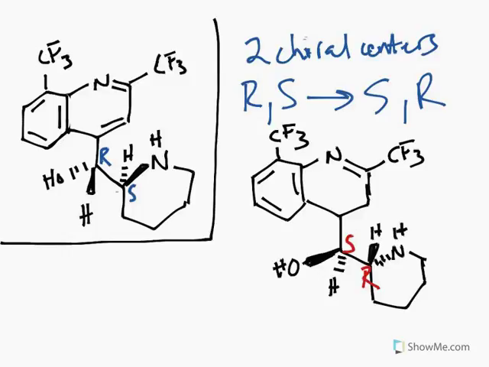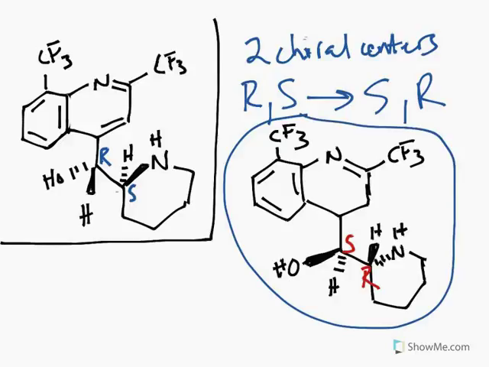Of course, you could always double check this by assigning priorities and then doing your counterclockwise, clockwise motion and figuring out if this is really R and S. But you're just going to have to trust me. This is really all you have to do. So this drug would be the mirror image, or the enantiomer, of the original moiety right there. So that is how you draw the mirror image of that drug. Okay, and again, these are classic test questions that professors love to ask on exams.